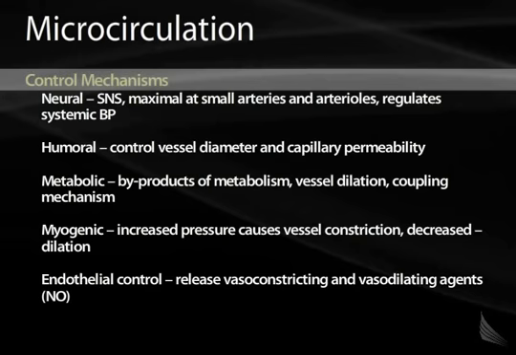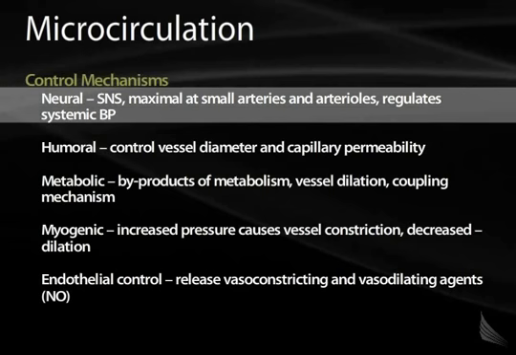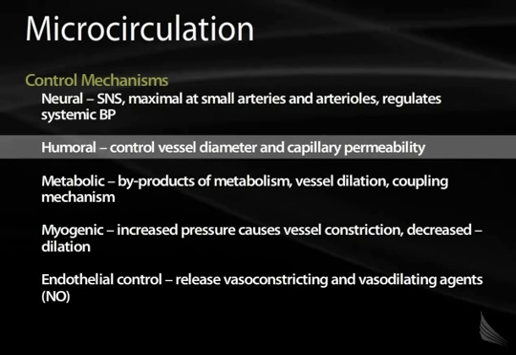There are many control mechanisms that regulate the microcirculation. These include neural factors, such as the sympathetic nervous system. The sympathetic nervous system is maximal at the small arteries and arterioles and is responsible for regulating the systemic blood pressure. Humoral control mechanisms are also able to control the vessel diameter and capillary permeability by circulating factors such as hormones.